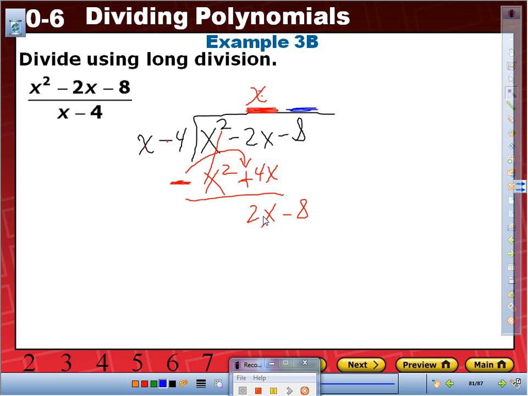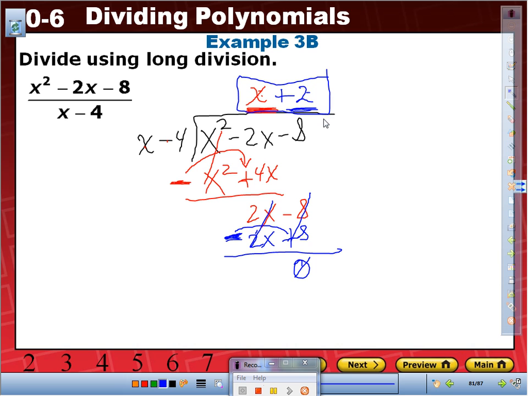How do we find this number? Look at the first term again. What is 2x divided by x? 2, positive. So 2 times x is 2x, and 2 times negative 4 is negative 8. Subtract, distribute this. This becomes a positive. These cancel, don't they? And these cancel, don't they? And we're left with 0. So what is our quotient? X plus 2. Did we see that?